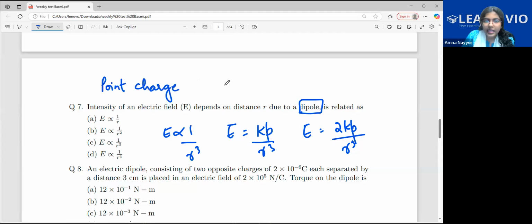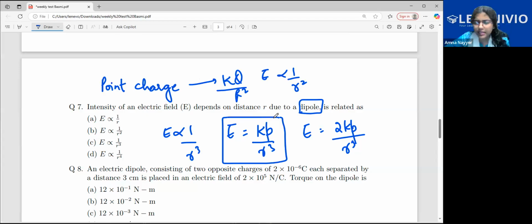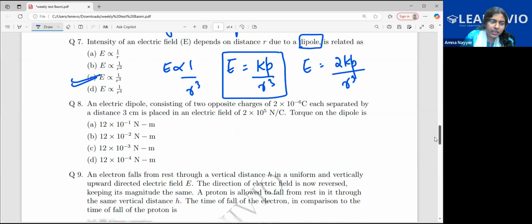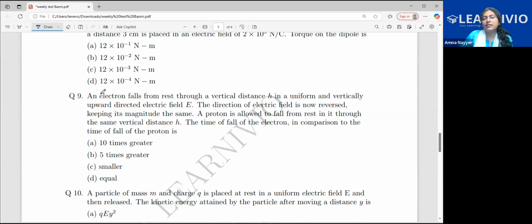No, if it is point charge, then you are going to use KQ by R square, so your electric field will be proportional to 1 by R square. Okay. It is saying dipole, so the dipole's formula is this. Like the first question, I understand it was a bit confusing. Your answer is almost right only because the options were very confusing altogether. But this question was clearly saying the answer was C. Okay. Then eighth and ninth one, C. That's why I'm saying you have just made errors in this topic only. Revise this topic first, just revise everything from the class notes, Basmi.